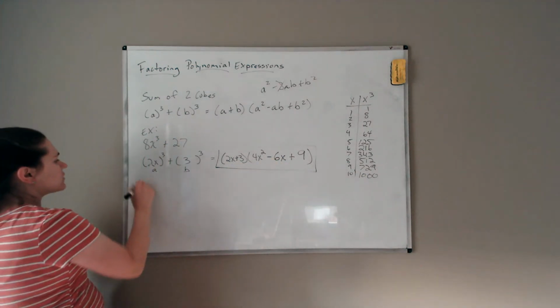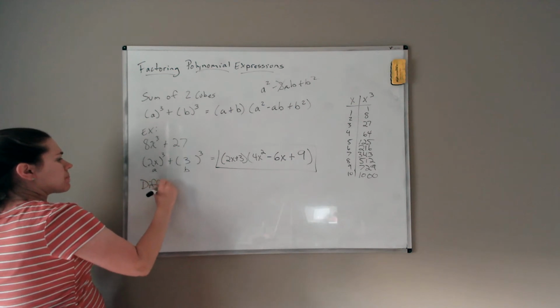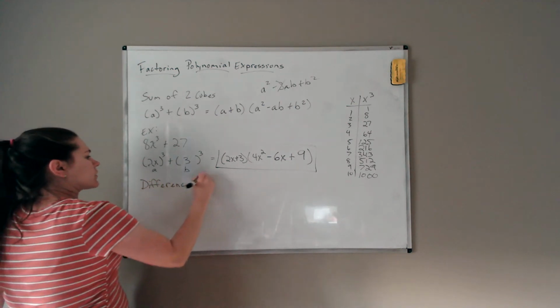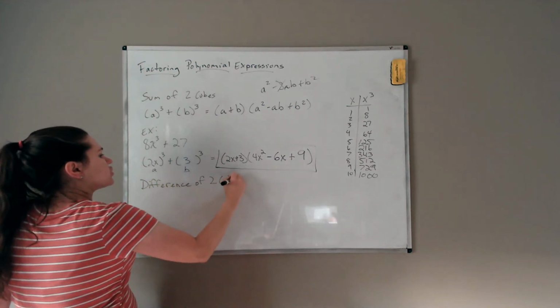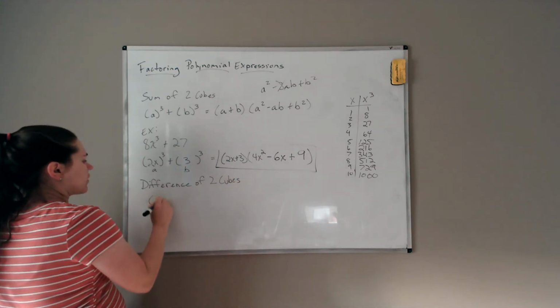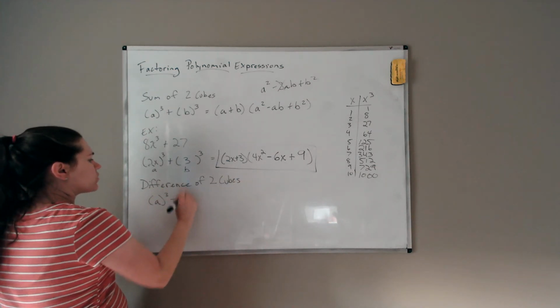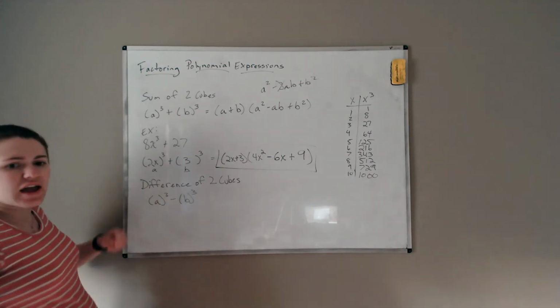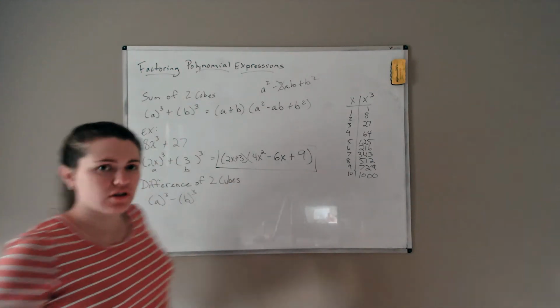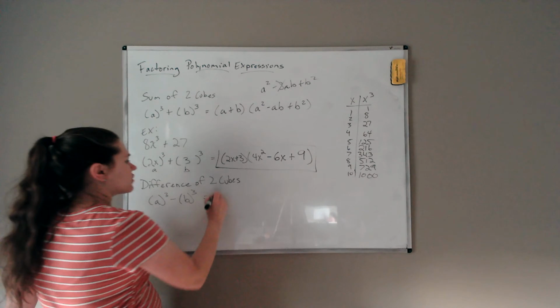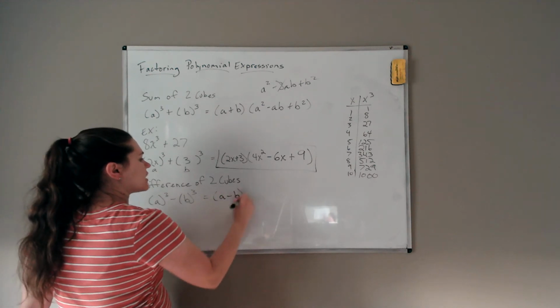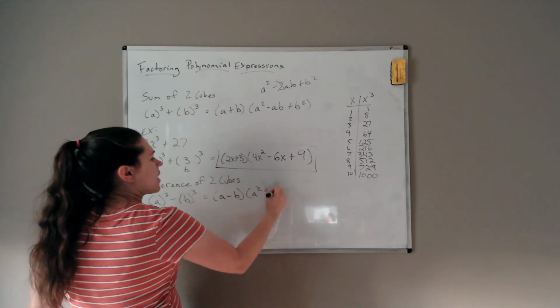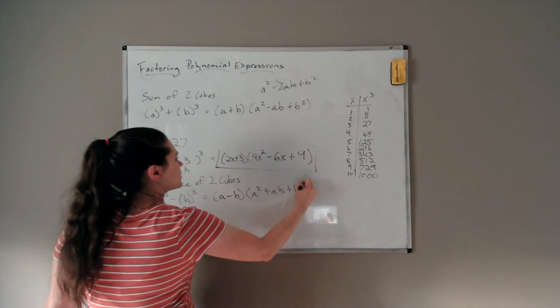So now let's get into the difference of two cubes. Once again, this is a two-term factoring pattern. So if you can write your two-term expression as a quantity to the third minus a quantity to the third, it will always factor to be a minus b times a squared plus ab plus b squared.